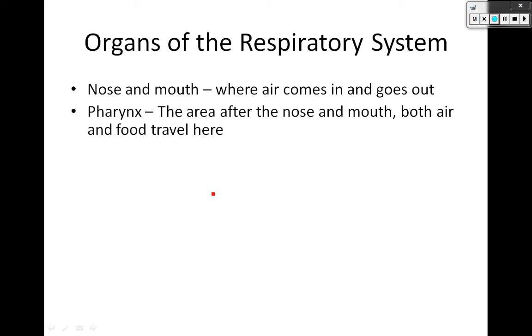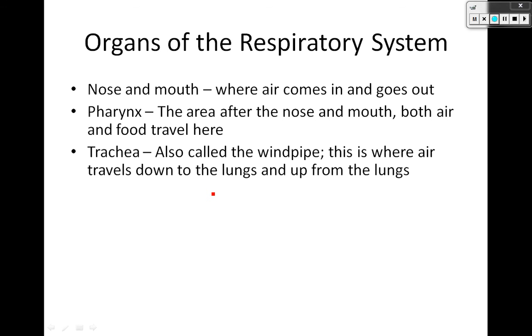And when there's air going in and out, your epiglottis is open, so the air goes in and out through the larynx. But if you're trying to talk as you're eating, air's going in and out, and so the epiglottis is open, and that can allow food to fall down into your larynx. That's why it's so dangerous to talk with your mouth full. Also, it's gross. So that's the pharynx. The pharynx is that area where both air and food travel. Then you have the trachea.